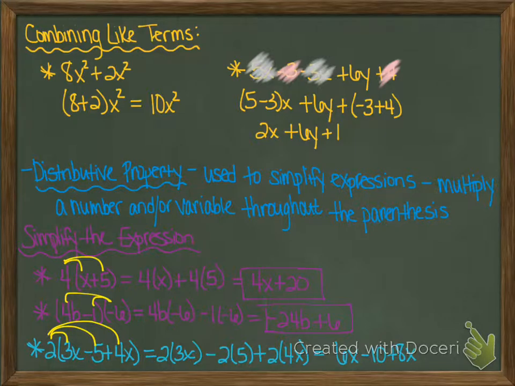And notice I have like terms. I have the 6x and the 8x that are alike. So I can combine those by adding them. So 6 plus 8 times x minus 10. And my final answer then would be 14x minus 10. Okay? And that's all I have for the distributive property.